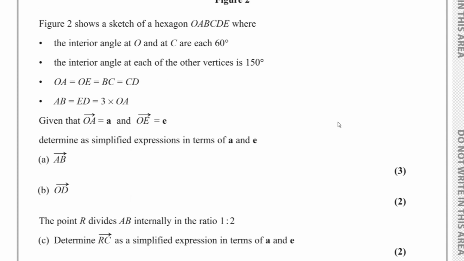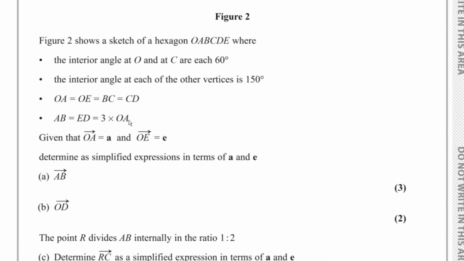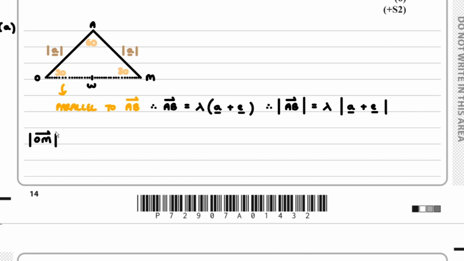And we also know that AB is equal to 3 times OA. So the mod of AB is equal to 3A. OM, that's given by 2 times by OW, because this is the midpoint of OM. And if I think of a right angled triangle, OM will equal 2 times by mod A times by cos 30.